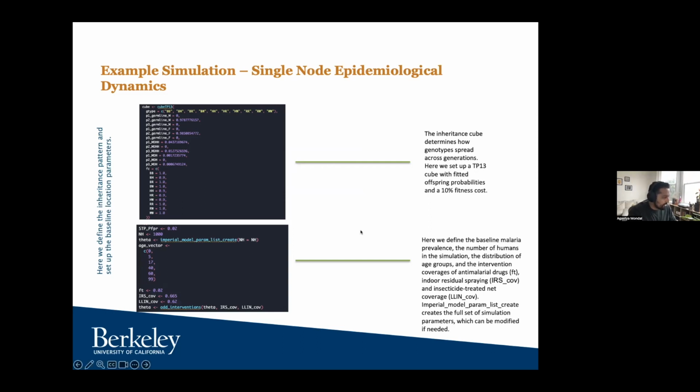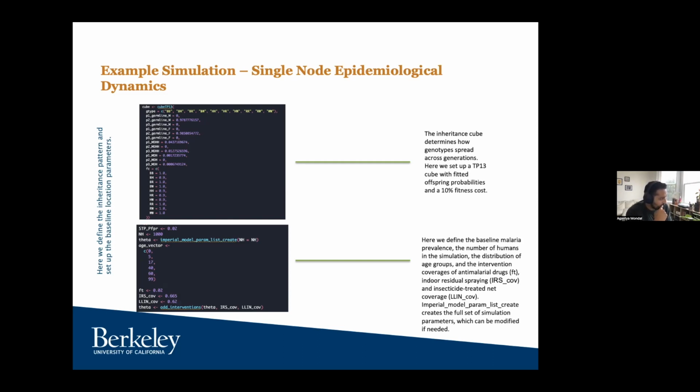And then we define some baseline parameters of the location. So the prevalence of malaria, which is 2%, which we've just pulled from Malaria Atlas Project. And then we're just doing a simulation in 1,000 humans. You can set that to be an accurate population, but generally I think it's easier to just set it to be 1,000 and then scale it as needed later on.